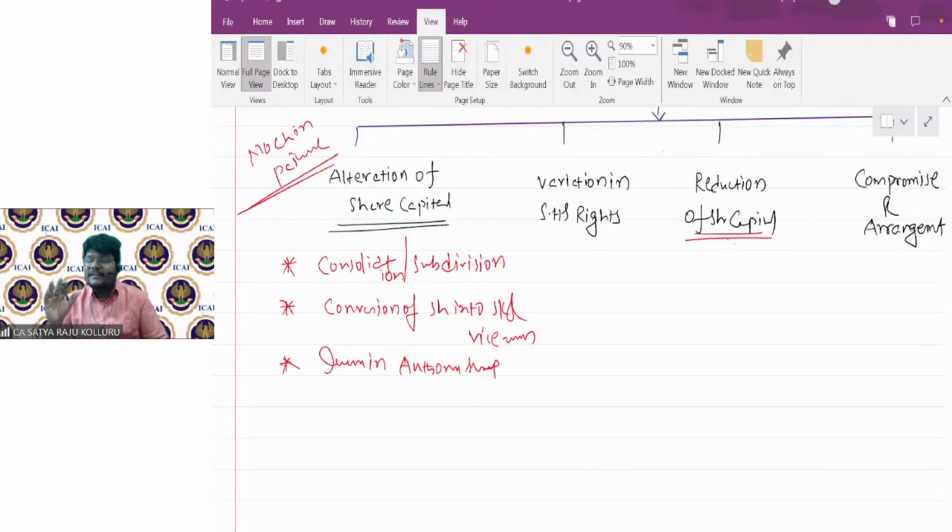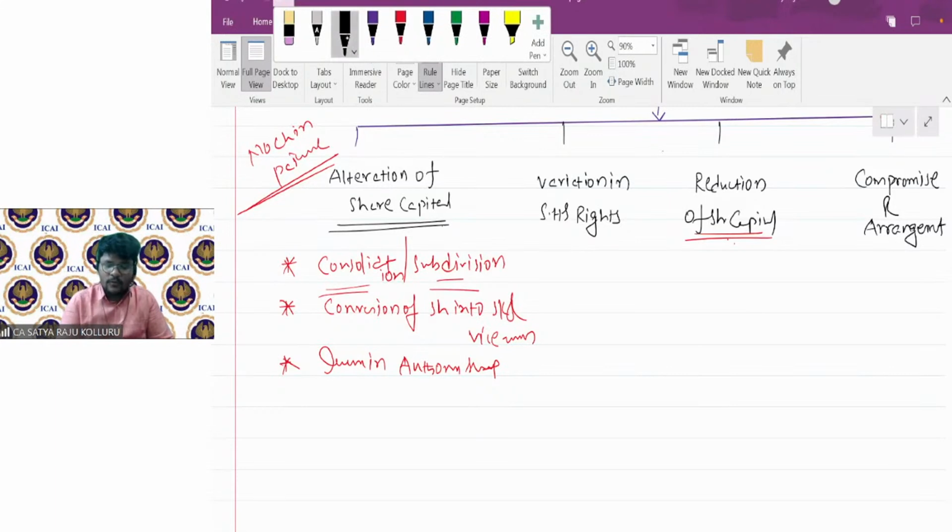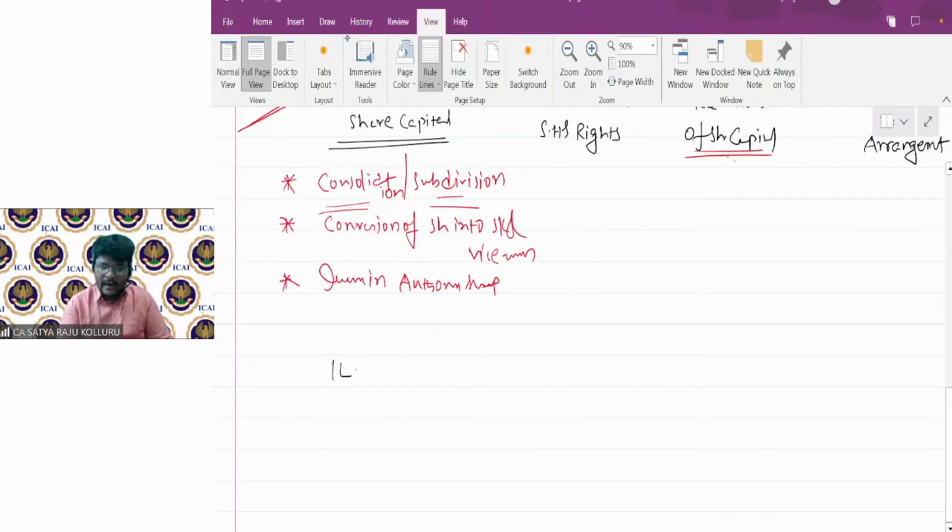But there is change in some other factors. Consolidation or subdivision. What is the meaning of consolidation? For example, let us assume my company is having 1 lakh equity shares at the rate of 10 each. So total will be 10 lakhs. Now I'm going to consolidate 10 equity shares into 1 equity share.